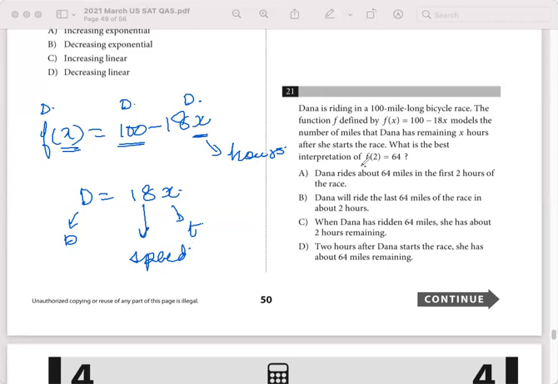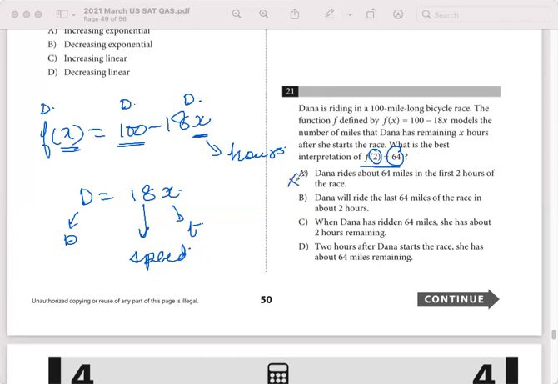So how can we interpret f(2) being 64? If she has been going for x is equal to 2 hours, then the number of miles that remain is 64 in the race, right? So let's go with the options. Dana rides about 64 miles. No, that's not what we are saying. The number of miles remaining is 64.